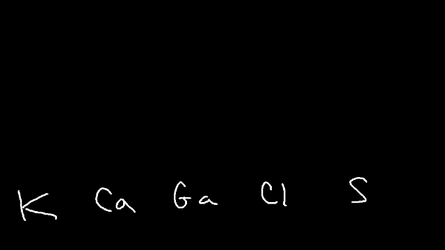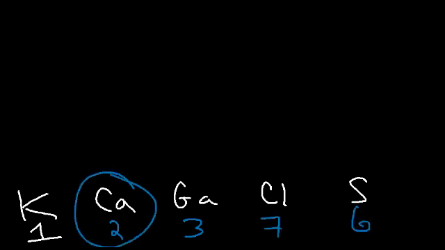Now, which of the following elements contains two valence electrons? Is it potassium, calcium, gallium, chlorine, or sulfur? So let's find the number of valence electrons that each of these elements contain. Potassium is in group 1 of the periodic table. It's in the first column, so it only has one valence electron. Calcium is in group 2, so it has two valence electrons. Gallium is in 3A, or 13. It has 3 valence electrons. Chlorine has 7. Sulfur has 6. So the answer is calcium.